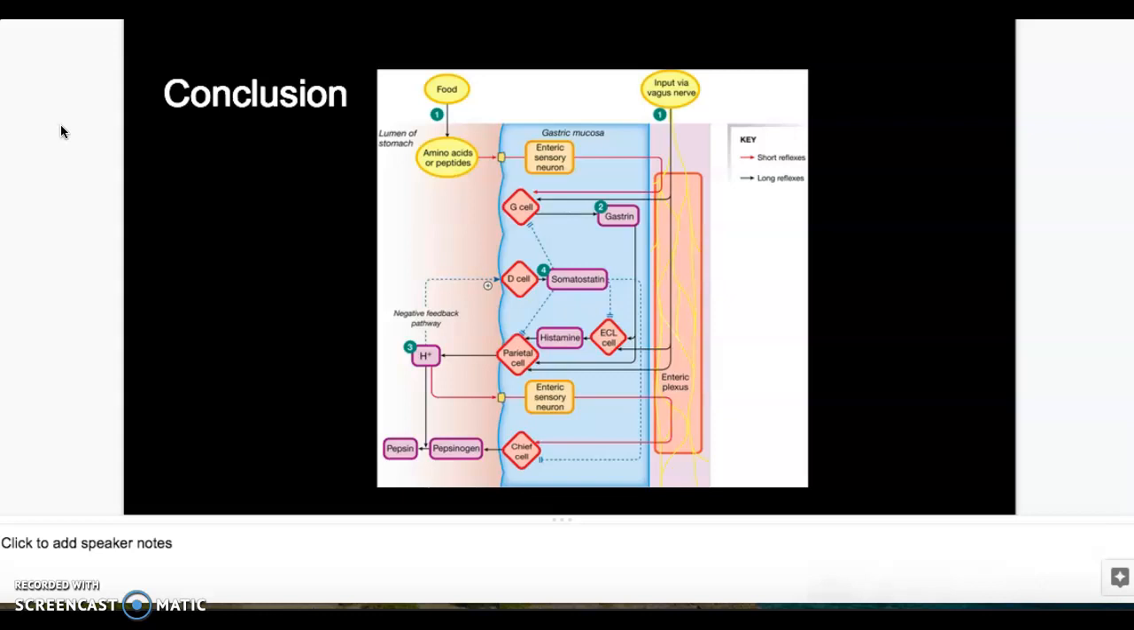Then we go back up to the D cell. The acid is also going to stimulate the D cells to start releasing that hormone somatostatin. As we talked about, somatostatin is the inhibitor that is the thing that turns off all of these secretions within the stomach. So it is the one that drives that negative feedback loop so that we don't have constant secretion in the stomach when it's not necessary.